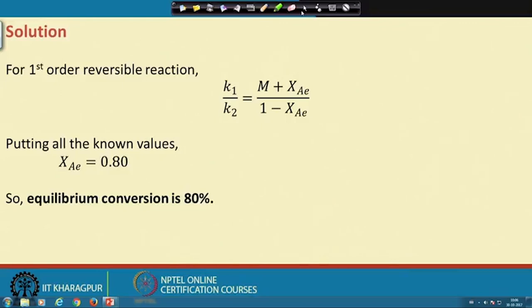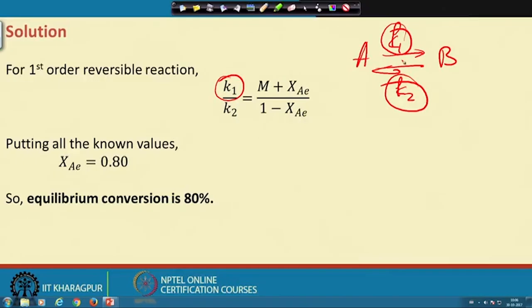Now, if you go back to our expression, when we discussed reaction kinetics, we discussed the reversible reaction in detail. And there we can find out K1, what is K1? K1 is the rate constant of the forward reaction, because if we write like this, this is K1 and this is K2. This is K2 for the backward reaction, K1 for the forward reaction. Now, if you take the ratio K1 by K2, this is equal to (M plus XAe) by (1 minus XAe). What is XAe? XAe is the fraction of A that is converted under equilibrium conditions. E stands for equilibrium conditions.